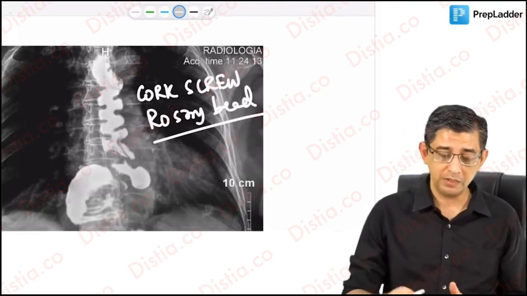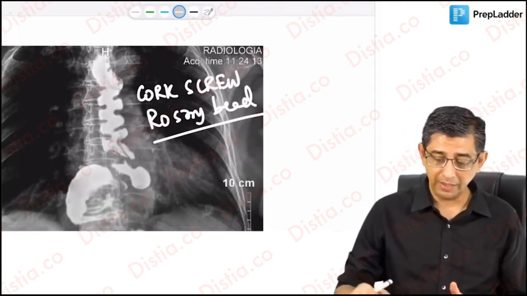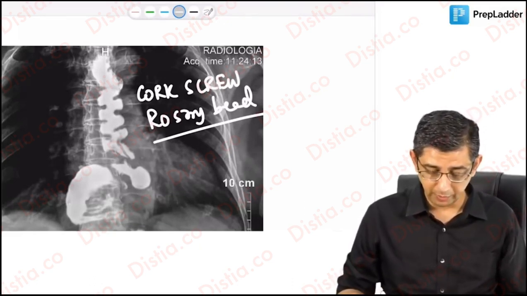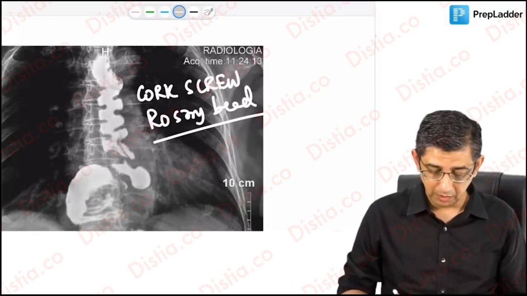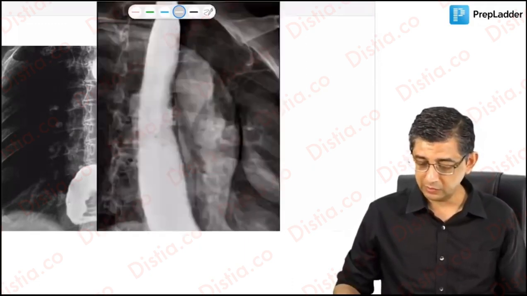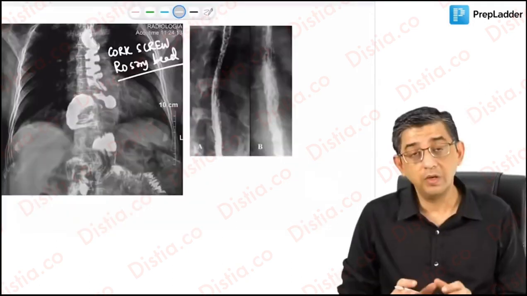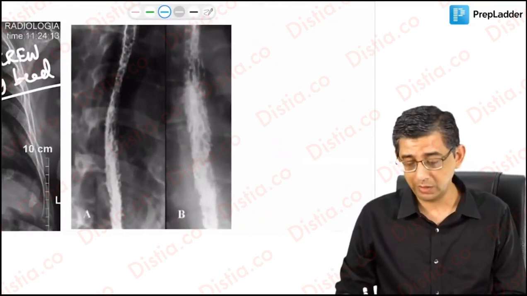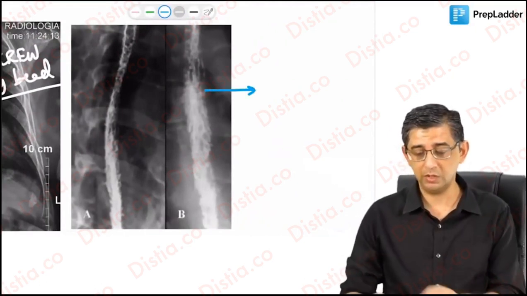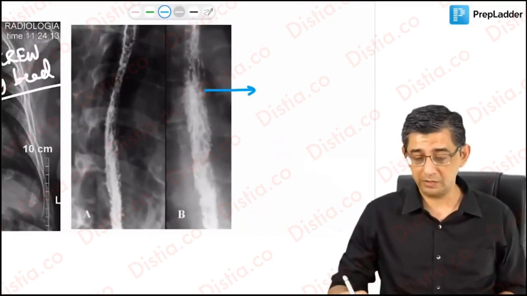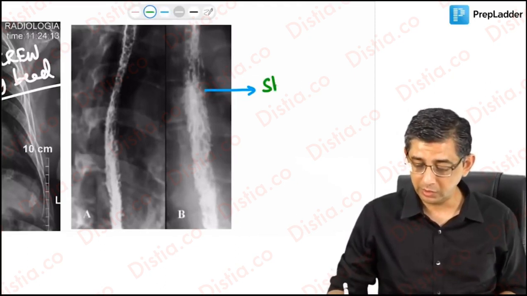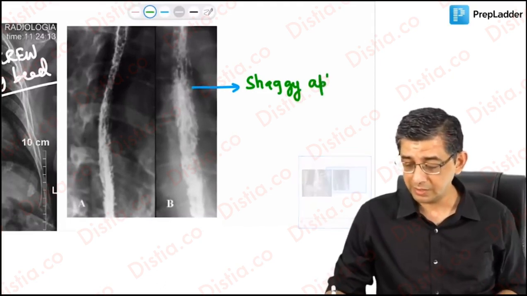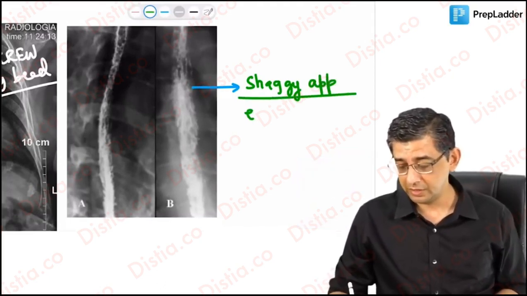Couple of guys have casually answered this as esophageal candidiasis. You see, in esophageal candidiasis, the appearance will be slightly different. So let me just show you another image in which the appearance of the esophagus of the patient is slightly different. If you compare this with the image that I've just highlighted on the screen at the moment, you will notice that there are very irregular margins. You see, there's no rosary bead. It's a very irregular margin. So I would just like to use the term shaggy appearance of the esophagus. This shaggy appearance is what is seen with esophageal candidiasis.